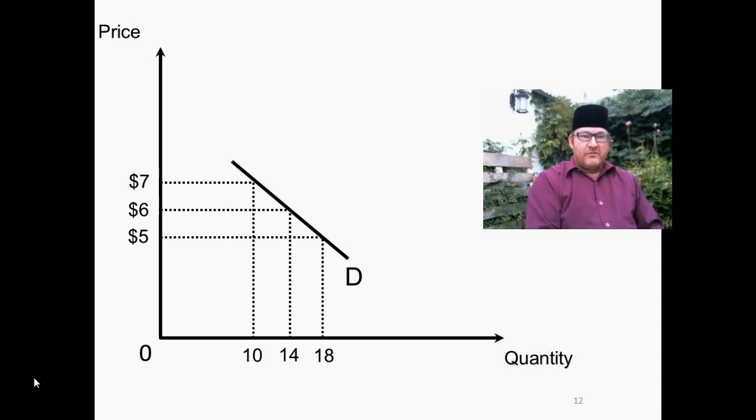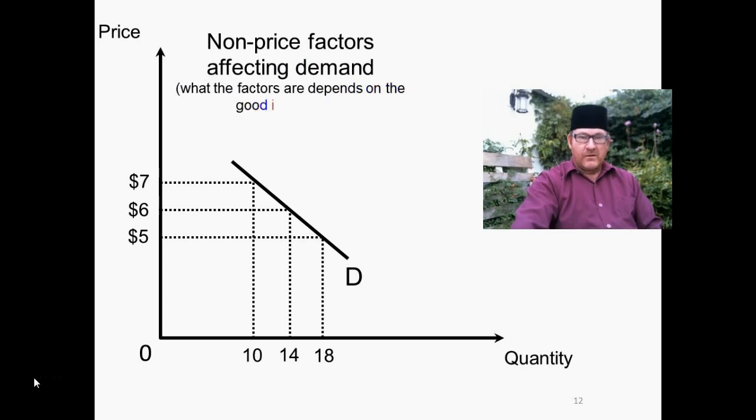What if those factors were not held constant? What if the non-price factors that affect the quantity demanded change? Well, how do we represent that in a graph? It'll depend on what those factors are, which will depend on the type of good you're looking at.